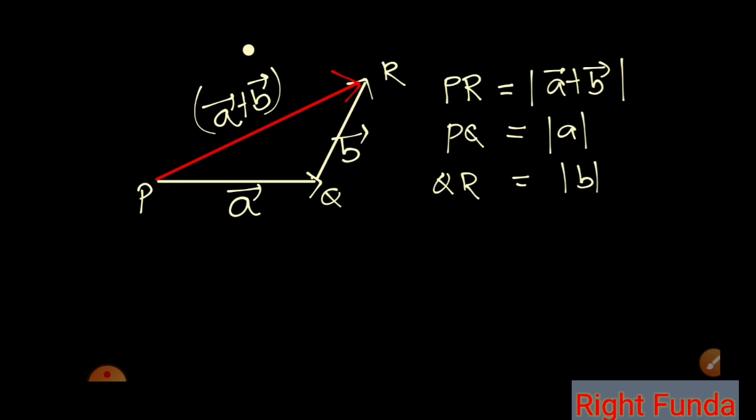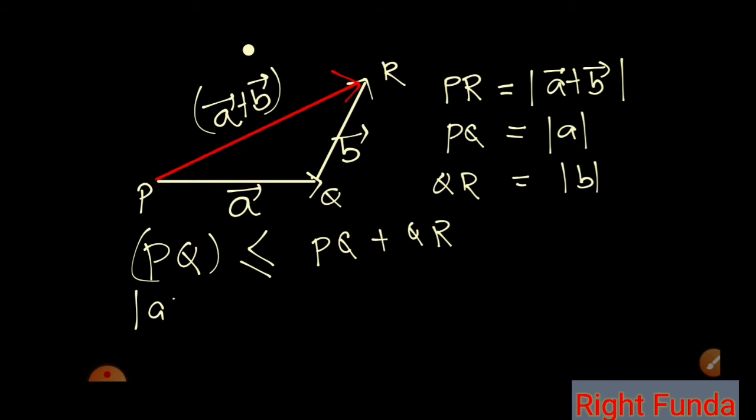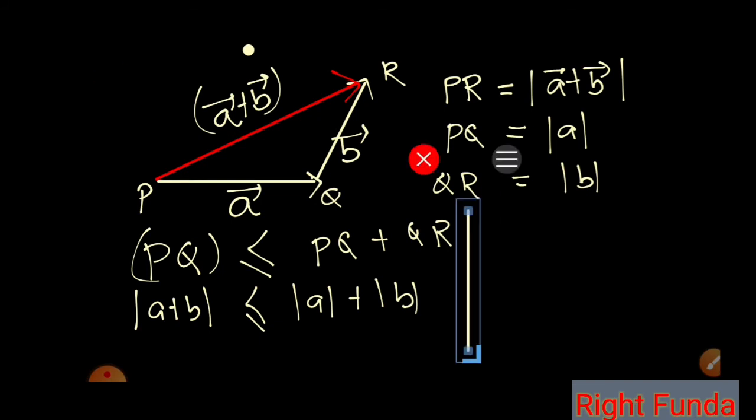And by a triangle property, we know this PR, the third side of the triangle, must always be less than or equal to PQ plus QR. The sum of two sides is always greater than or equal to the third. So I can write that the magnitude of A plus B has to be less than or equal to mod A plus mod B. And we also know the property of the triangle that the difference of the two sides has to be less than the third side.